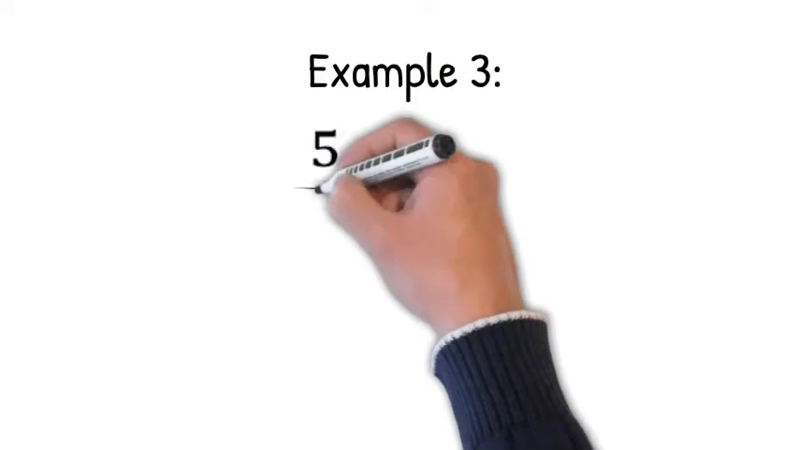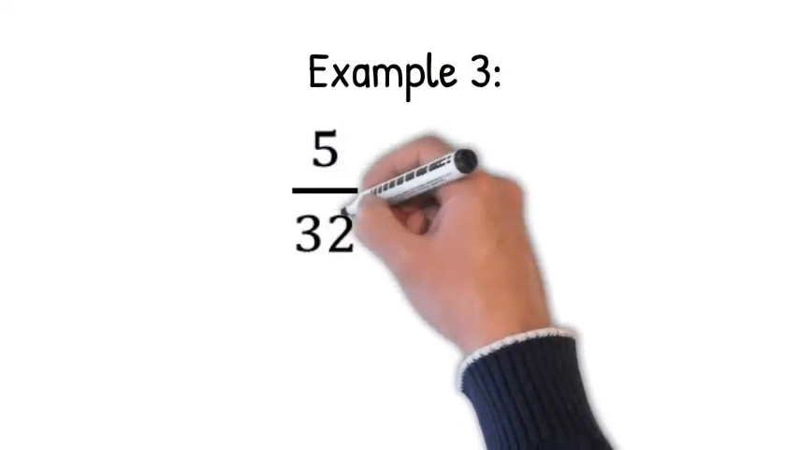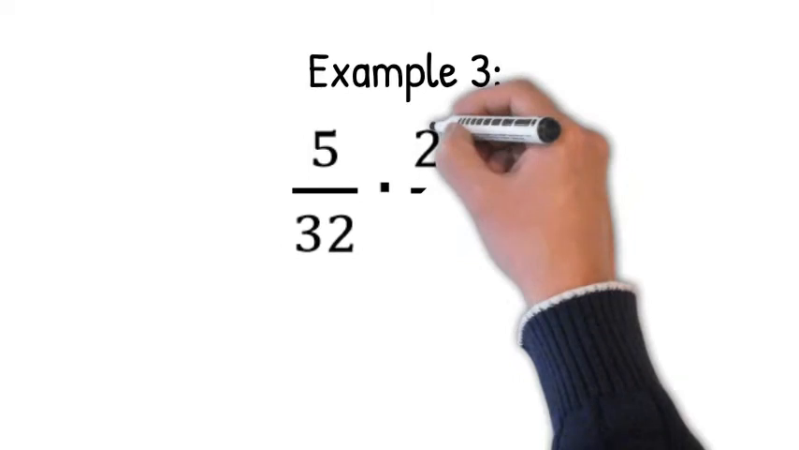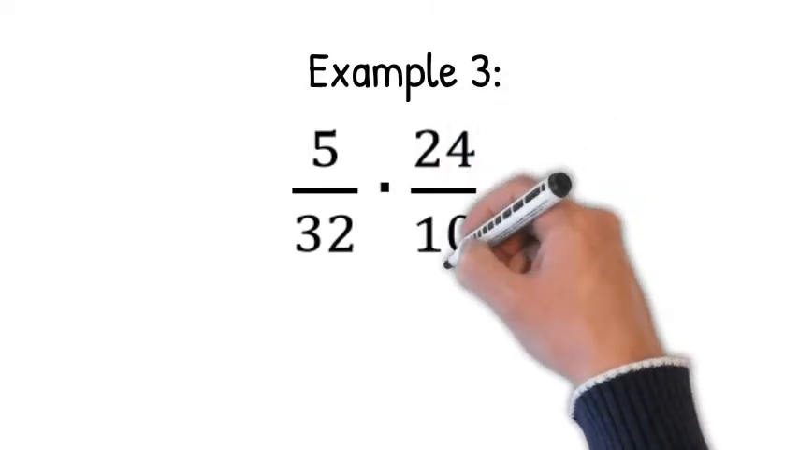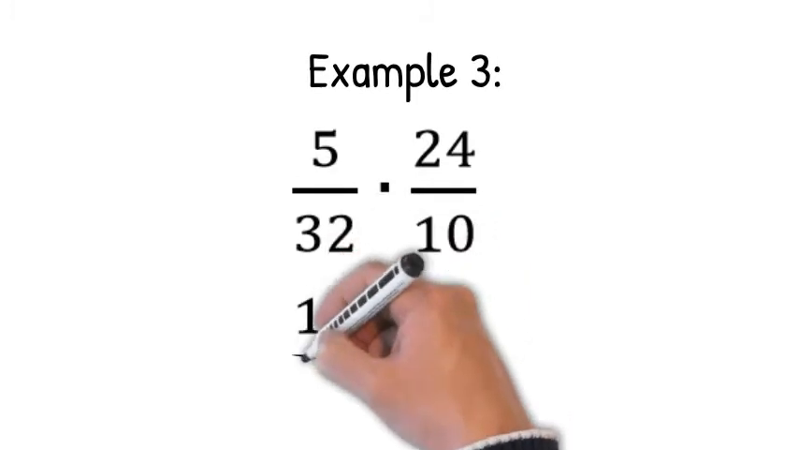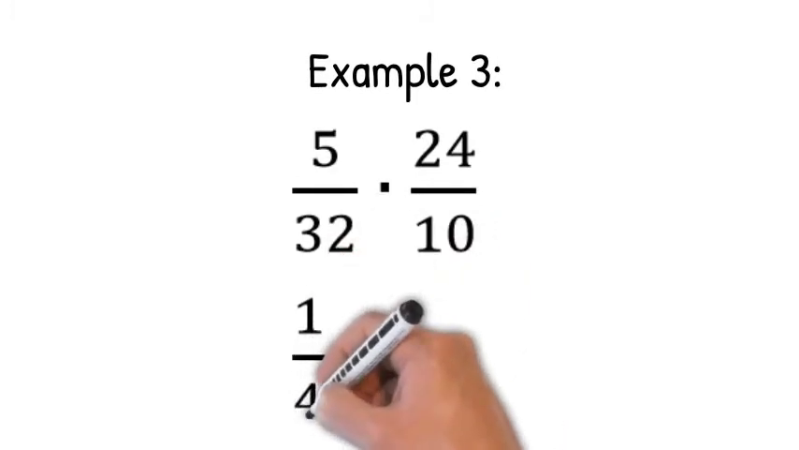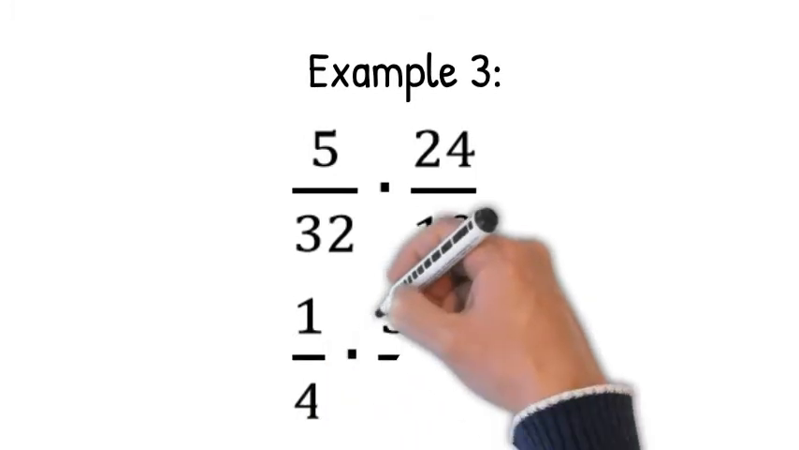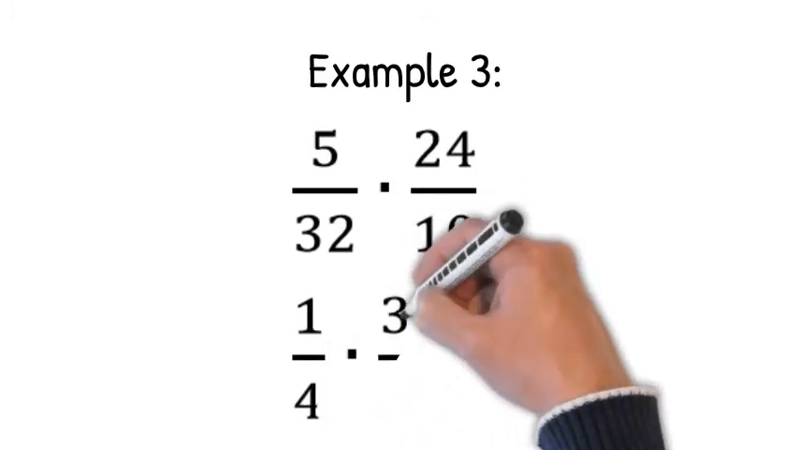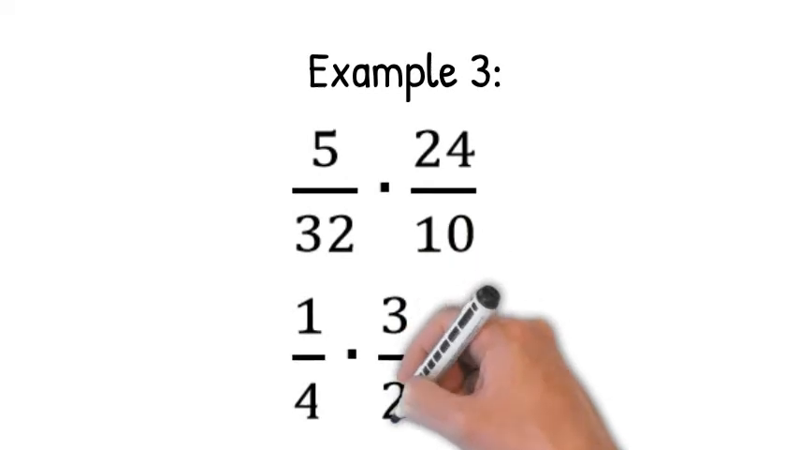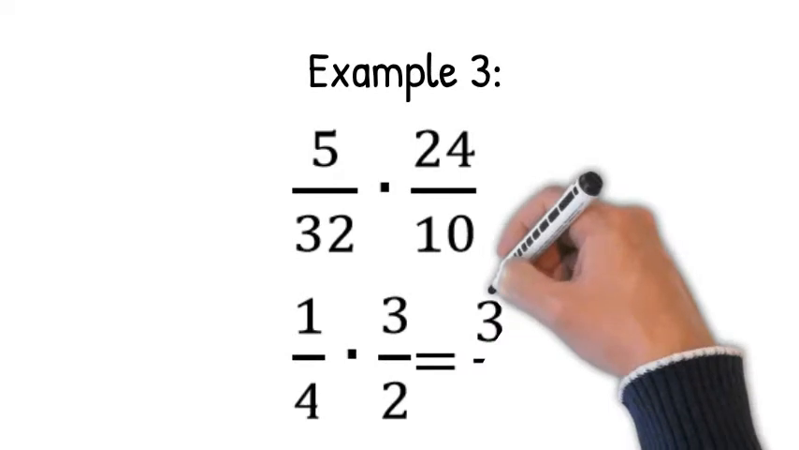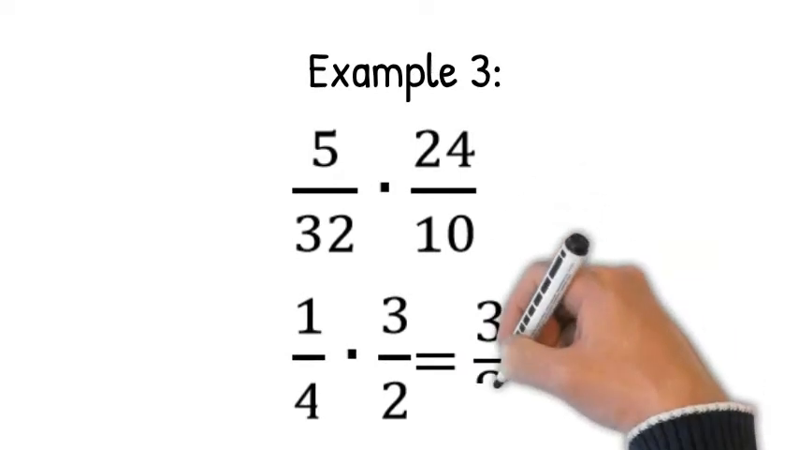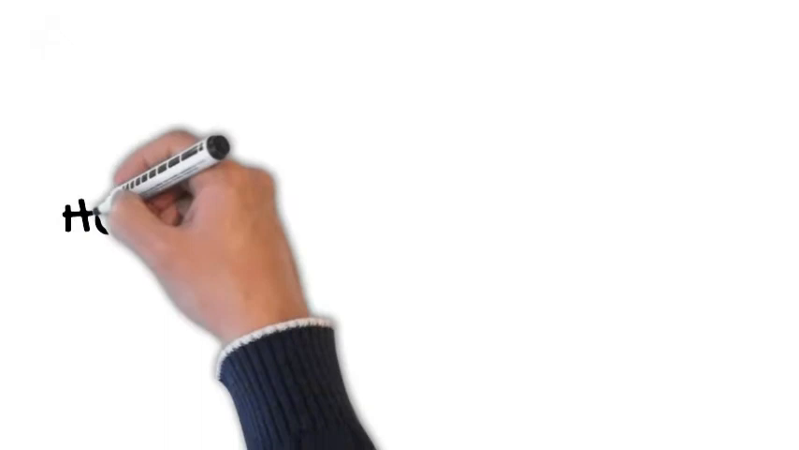Example 3, 5/32 times 24/10. In this case, we can reduce 5, the numerator of the first fraction, against 10, the denominator of the second fraction, by dividing by 5. Moreover, we can reduce 24, the numerator of the second fraction, and 32, the denominator of the first fraction, by dividing by 8. To simplify, 1 over 4 times 3 over 2 is equivalent to 3 over 8. And that's the final answer.